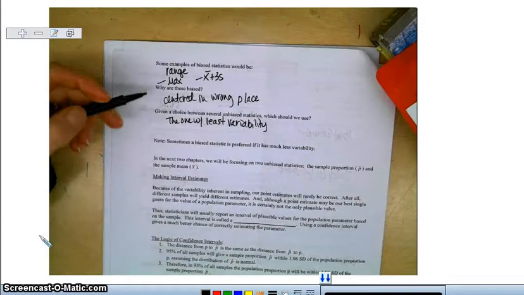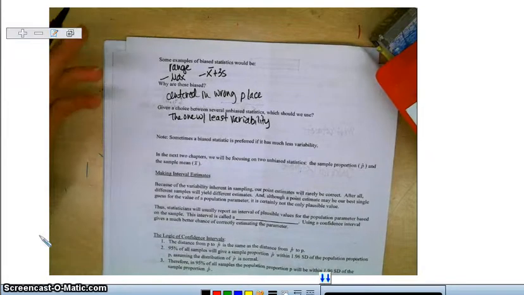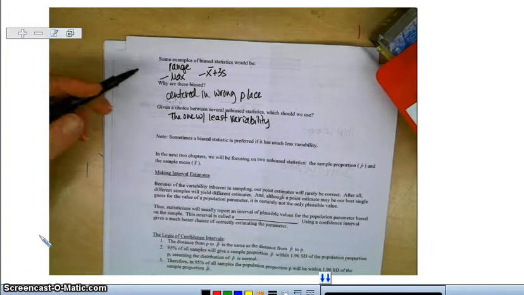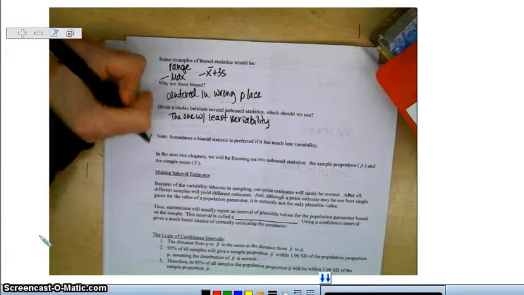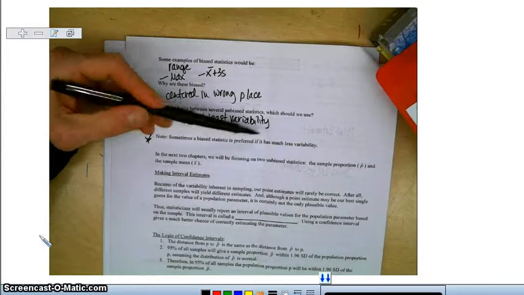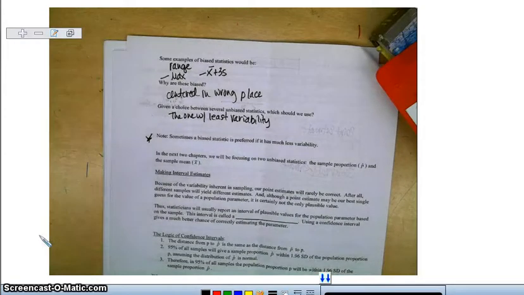The one with least variability. Again, you aren't going to be choosing the statistics. You will be told which statistic to use as your point estimate every time. Occasionally, a biased statistic is preferred if it has much less variability. In other words, it might be a little too high, but it's got a very small range.